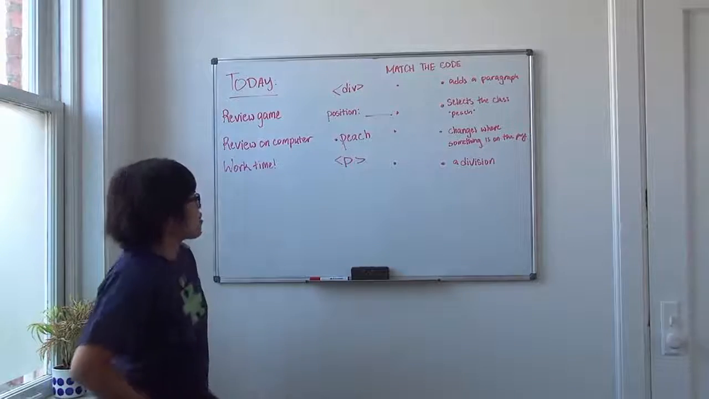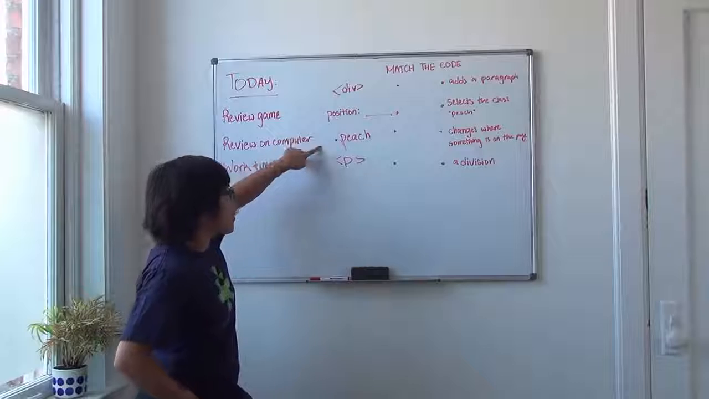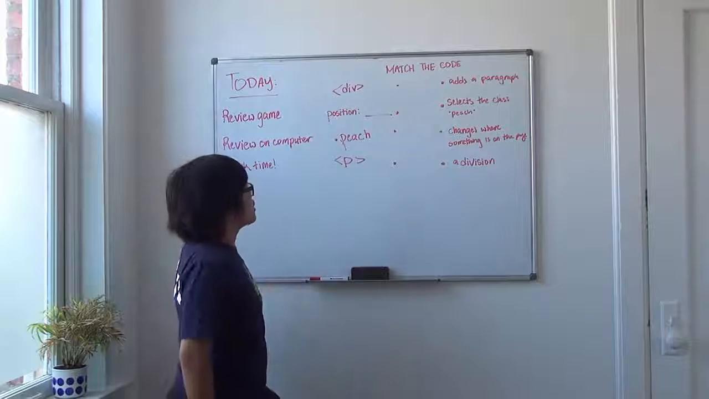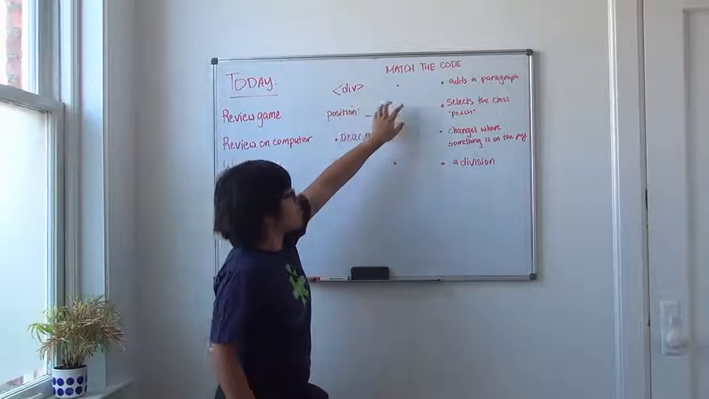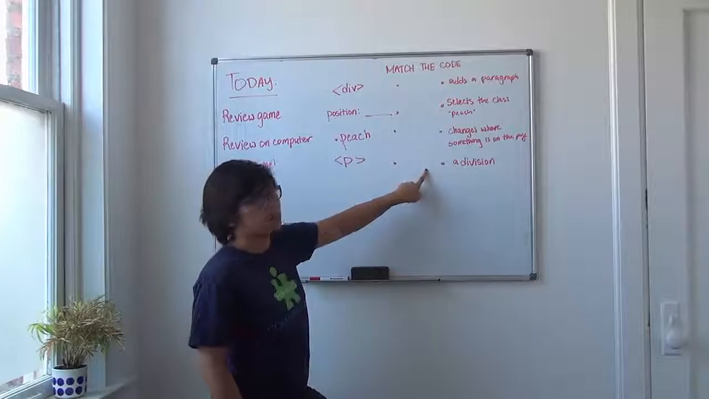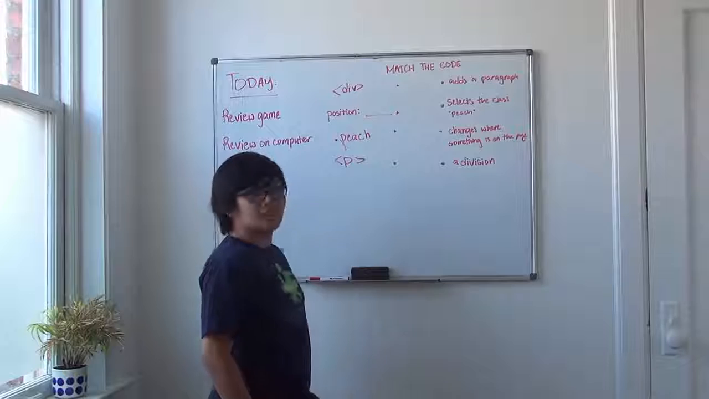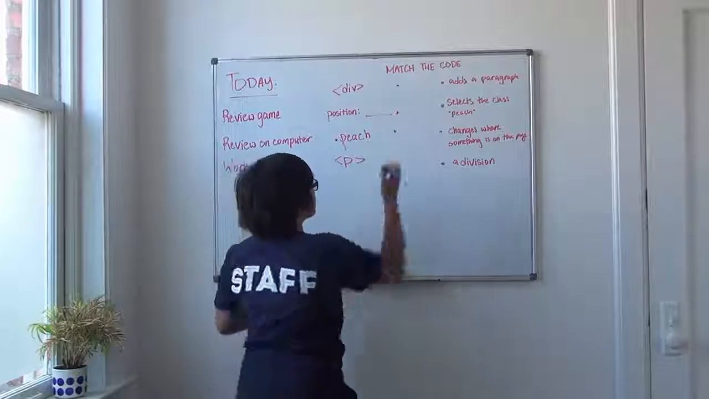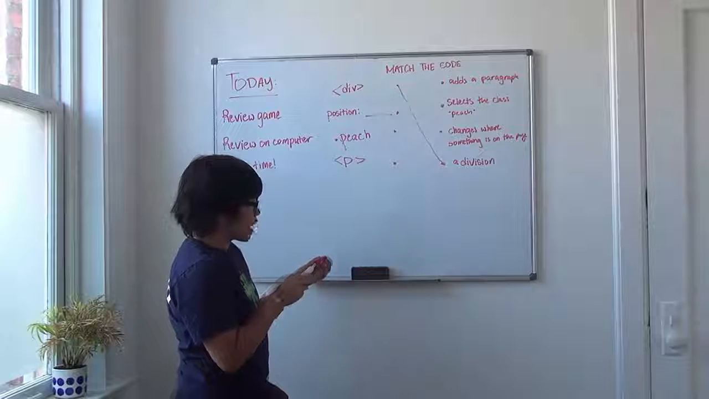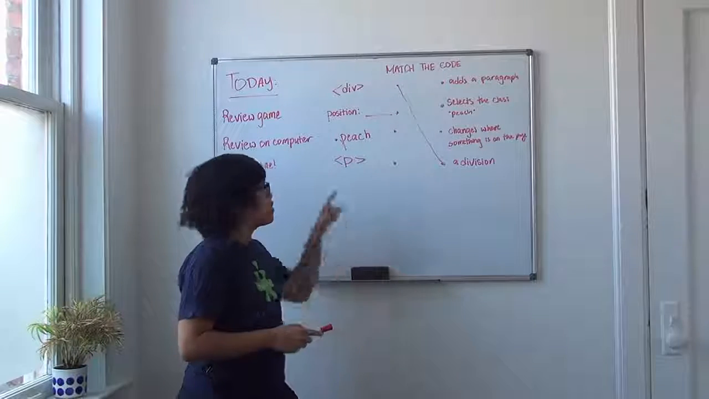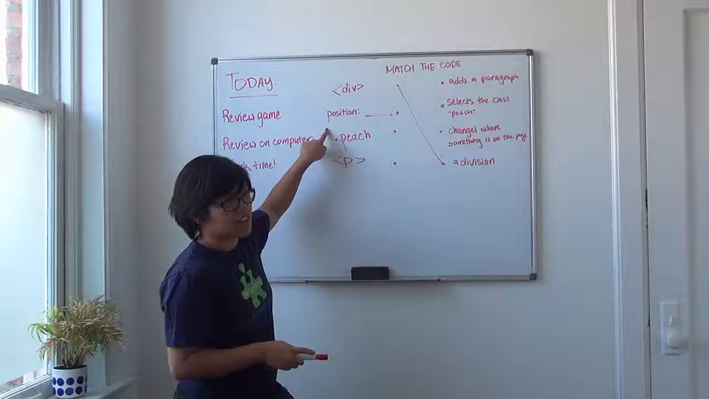So before we start, we're going to do a quick little matching game. So can anybody match this div point here to something on this side? What does div mean? A division. Yeah, so a div is a division of your code. So, how about position? Michael, do you know what happens when you use position in your CSS?